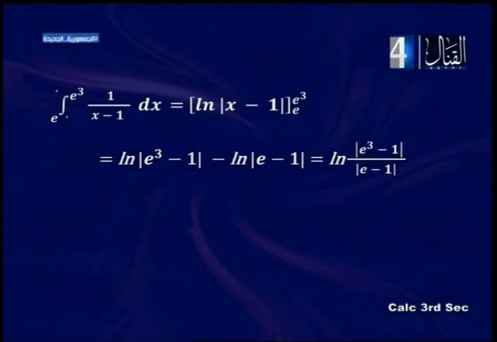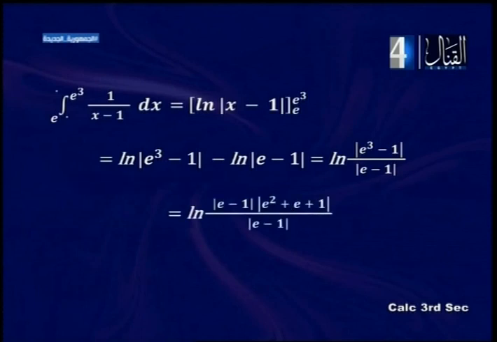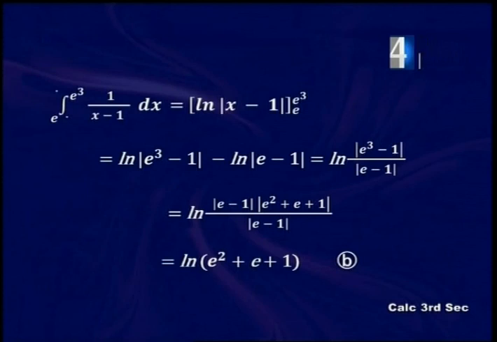Now we can factorize e to the power 3 minus 1 as a difference between two cubes. Then ln absolute e minus 1 multiplied by absolute e power 2 plus e plus 1, all over absolute e minus 1. We can cancel absolute e minus 1 from the numerator and denominator. Then the integration equals ln e to the power 2 plus e plus 1, letter B. Another example.